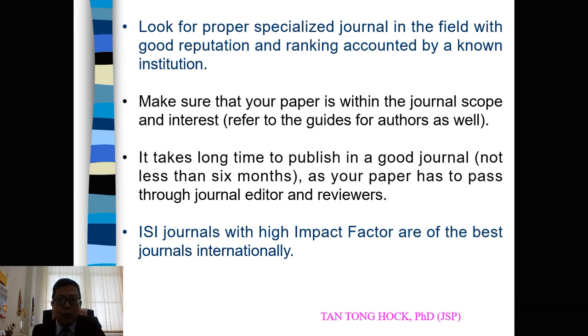It takes a long time to publish in a good journal, not less than 6 months. Some of them may take 12 months or a year, as your paper has to pass through the journal editor and also the reviewers. That's why you have to edit and review your paper again before you succeed in publishing. ISI journals with a high impact factor are mostly the best journals internationally.